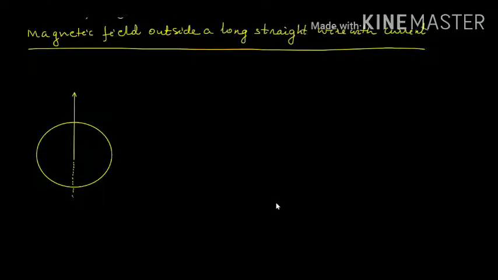Consider a long straight wire that carries current I directly out of the plane of the diagram. We encircle the wire with a concentric circular Amperian loop, which is a circle. Its radius is r. We have to find the magnetic field at a point on this Amperian loop. So we take a small element dl on the Amperian loop, and the magnetic field at every point on this Amperian loop has the same magnitude B.